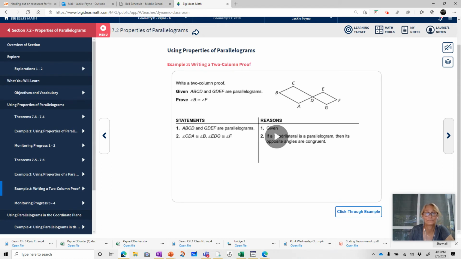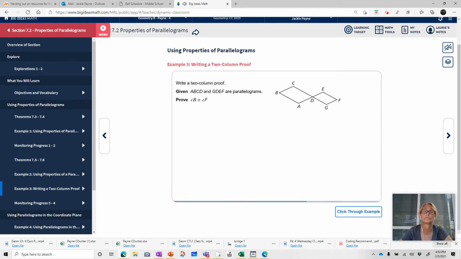Okay, now, if we're going to use the properties of a parallelogram, then we should also be able to write a proof. So again, take this step by step. If you can't follow a step, go back and go over it, but listen to the proof. Write a 2-column proof. Given that ABCD and GDEF are parallelograms, prove that angle B is congruent to angle F.